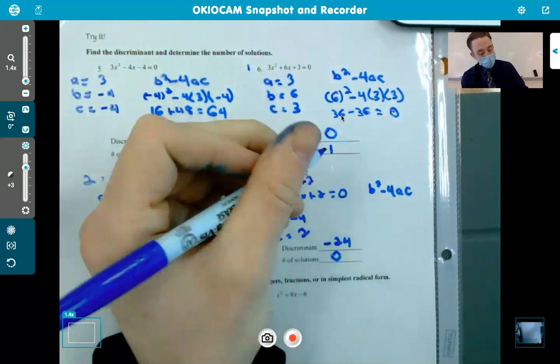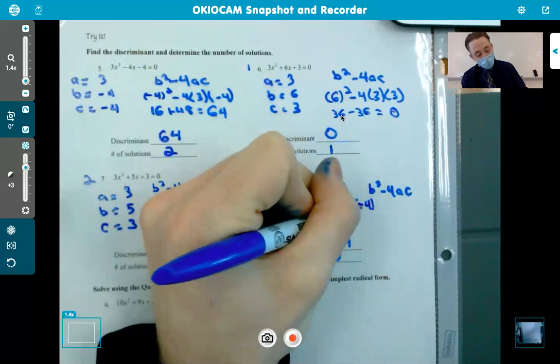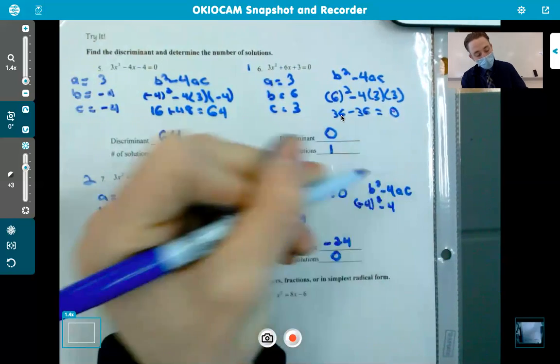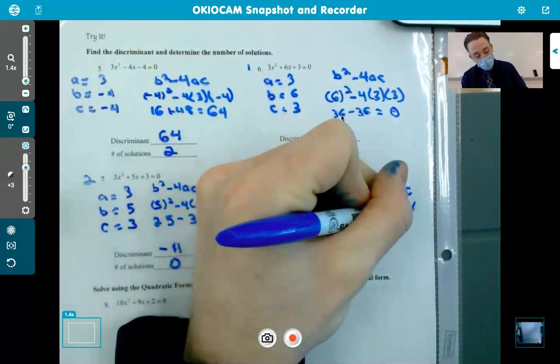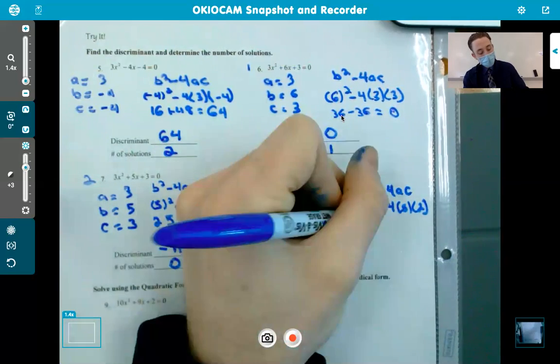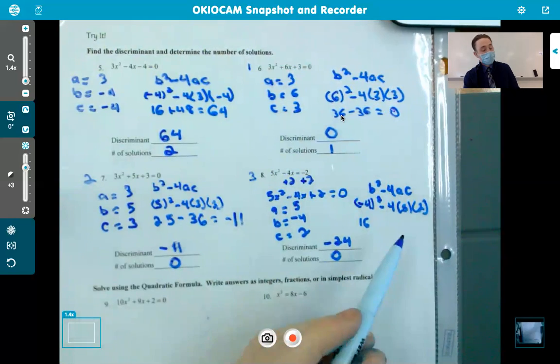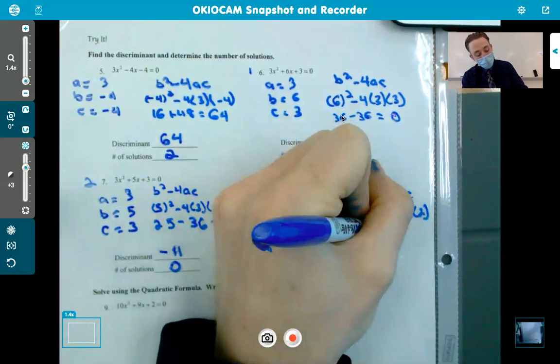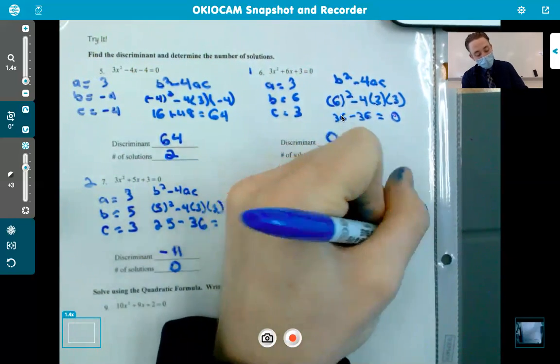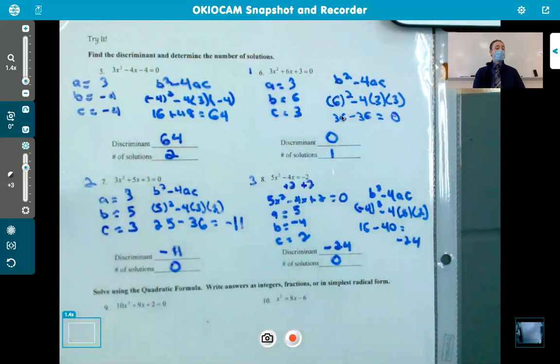When you plug those values in, how you get negative 24 is negative 4 squared minus 4 times 5 times 2. That's 16. Negative 4 times 5 is negative 20. Negative 20 times 2 is negative 40. So that's how I get the negative 24. And then again, if it's a negative number, I have 0 real solutions. All right. Any questions about anything from 5, 6, 7, or 8?